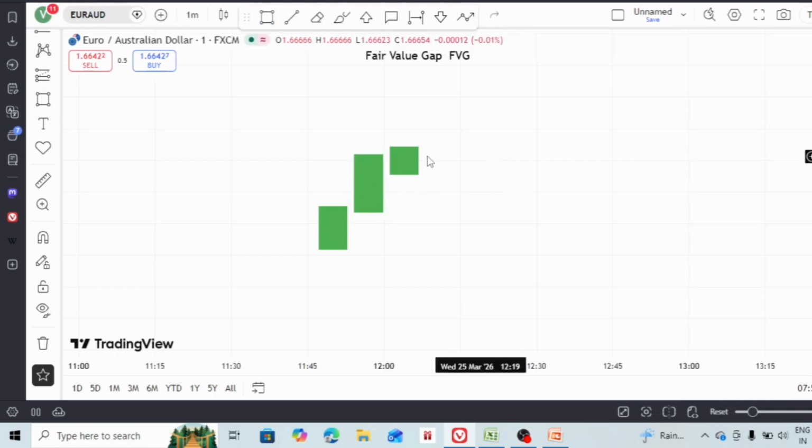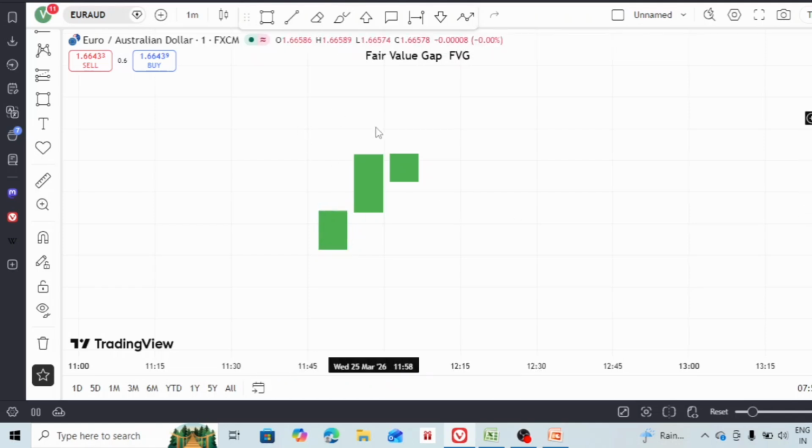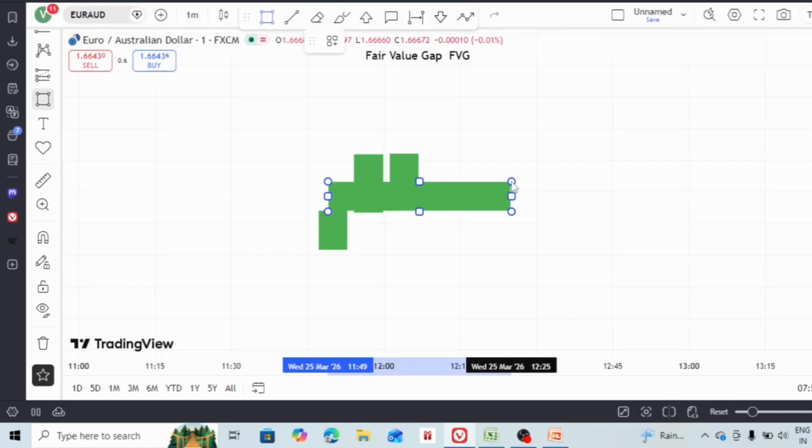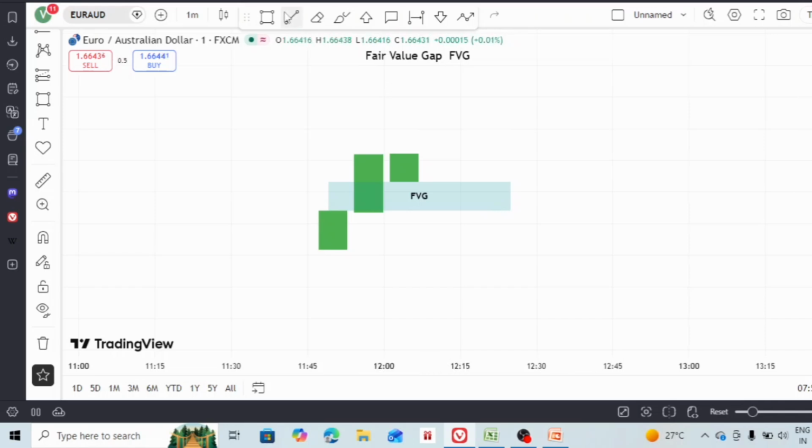The liquidity was not fully traded here, and so the market often returns to this gap to grab the liquidity. Because of that, the fair value gap is important. Institutions also often use these areas to enter trades, and the market comes back to this fair value gap to rebalance the price. So this is the fair value gap.